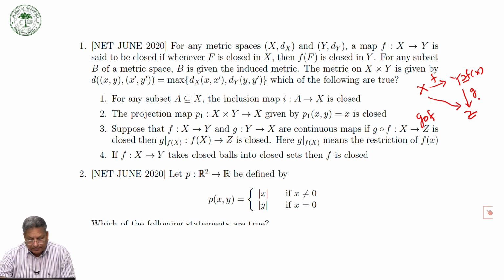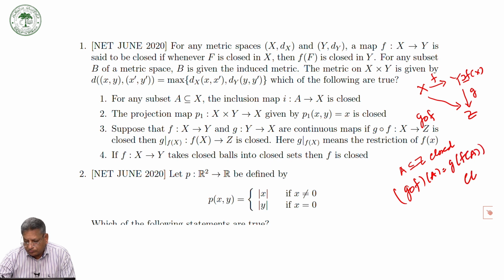Now the question is, these two maps are continuous, so they may not be closed clearly. So we cannot say anything about the composition of closed sets being closed. You have to check. How can we check this? The question is whether this set is closed. Take any closed subset A of X, then (g∘f)(A) is equal to g(f(A)). This is closed.